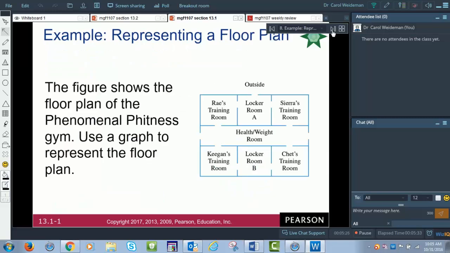So let's take a picture, a floor plan here, and let's represent it with a graph. We take a look here, and we need to understand what things connect to what. If you take a look here, you'll notice the outside is connected to locker A. It's also connected to the health and weight room, but it's not connected to Sierra's room, Ray's room, Keegan's, locker room D, or Chet directly. And so the doorways here are going to represent the edges that we're going to have in our graph.